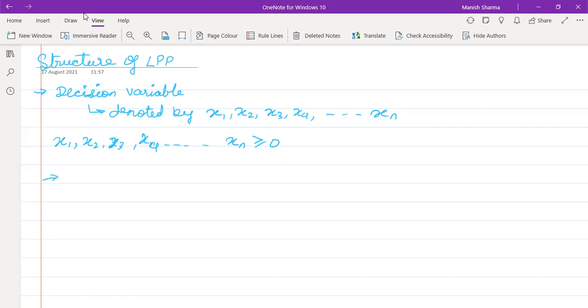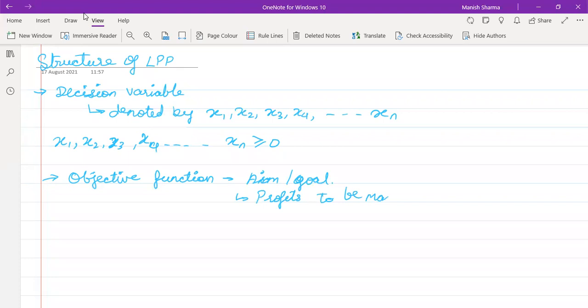Okay. Then the next thing we need to understand is objective function. So objective function gives the aim or goal that you want to achieve for a particular problem. So it can be profits to be maximized, or it can be cost to be minimized.